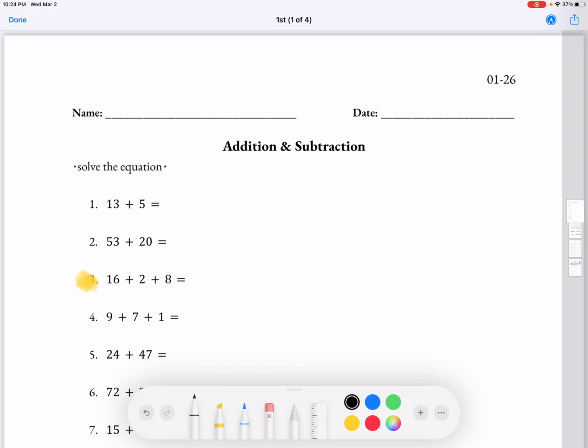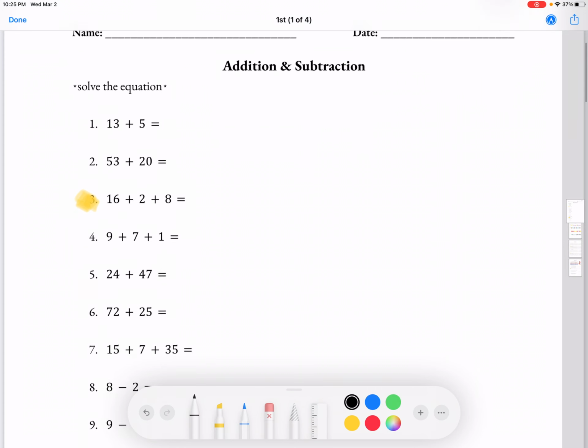This is lesson 26 for YLOC Math for first graders, and the first question that we're going to be doing is number 3. For number 3 it's 16 plus 2 plus 8, so first we're going to do 16 plus 2. Of course we're going to do the ones, and for the ones we're going to do 6 plus 2, and 6 plus 2 we know is 8, so we're going to get 8 for the ones place.